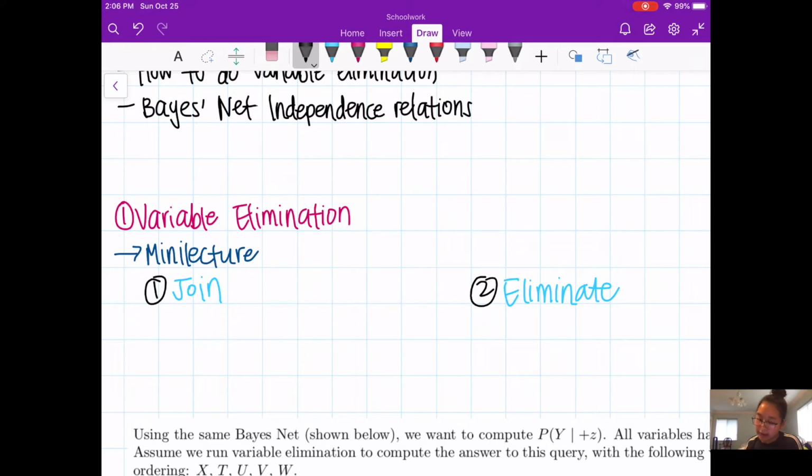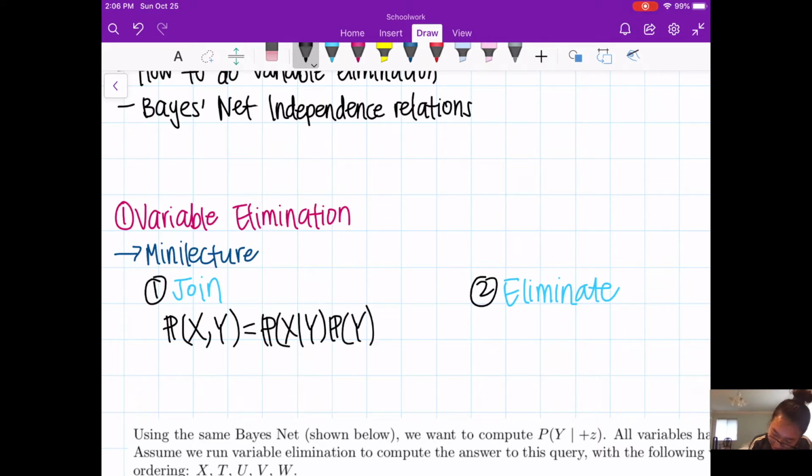And more specifically, a join is when you get the joint probability of two variables by multiplying the conditional probability. So specifically, if you want the joint probability of x and y, that will be equal to the probability of x given y times probability of y, and that is also equal to the probability of y given x times probability of x. So you will usually want to look for these types of relationships in order to join the variables.